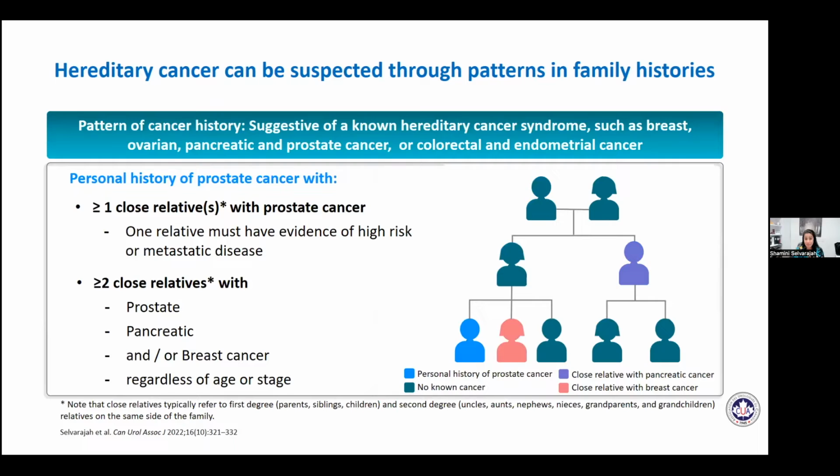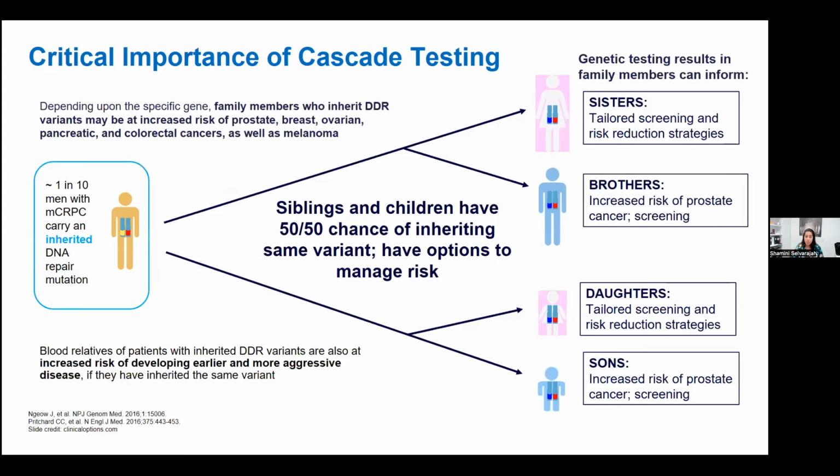So again, in this pedigree, you see the grandparents, and then you have this one child, or the second generation, an individual has pancreatic cancer, and then in the third generation, you have one individual with prostate cancer, another individual with breast cancer. So you have close relatives that have these cancers. So there are patterns that you can look at and start to suspect that there may be an underlying hereditary cancer. So why is knowing if you have a hereditary cancer important?